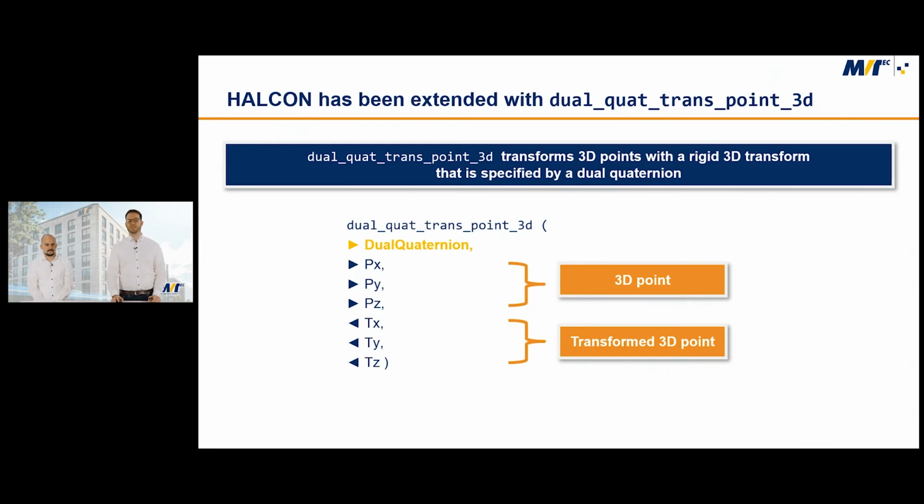Then HALCON has been extended with a new 3D operator, dual quad transpoint 3D, which transforms 3D points with a rigid 3D transform, when this 3D transform is specified by a dual quaternion. So like this, you have your dual quaternion, and then you can transform a 3D point to another point. This was already inside HDevelop for a line. Now you can do it with a point as well.